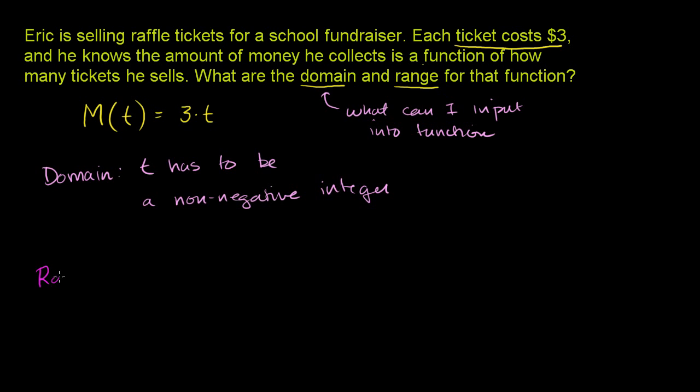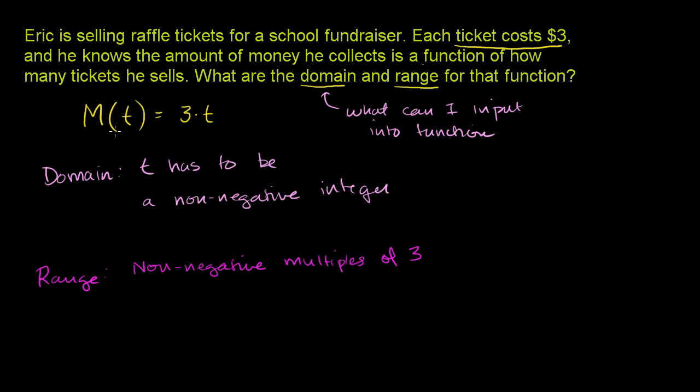Our range is the possible values that we can take on. If t is always going to be a non-negative integer, then what's 3t always going to be? Well, it's going to be a non-negative multiple of 3. Non-negative multiples of 3. Think about it.